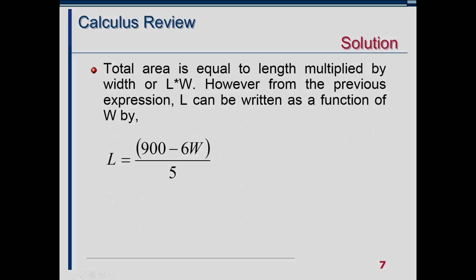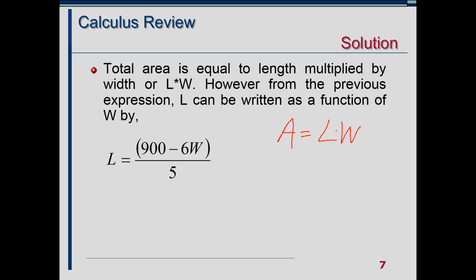Now, let's look and see what the total area is. So the total area is equal to the length multiplied times the width. So if we put area, it's just simply going to be equal to length times width. Okay? However, from the previous expression, L can be written as a function of W.